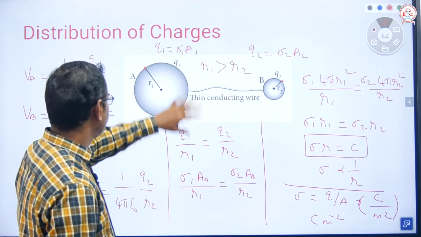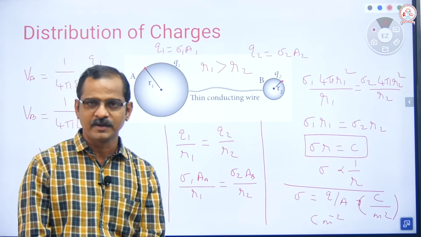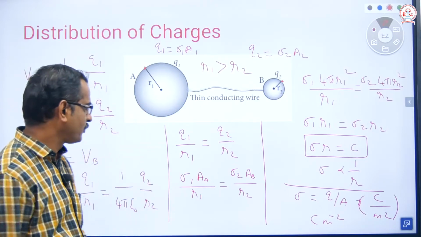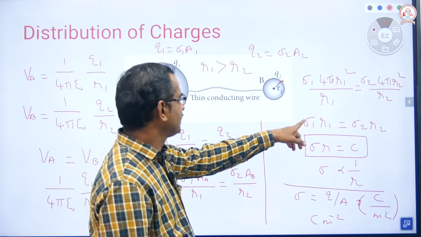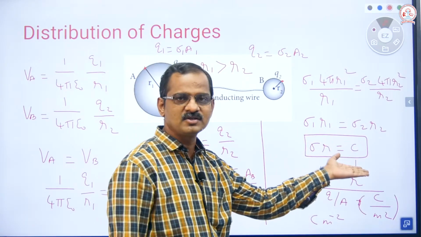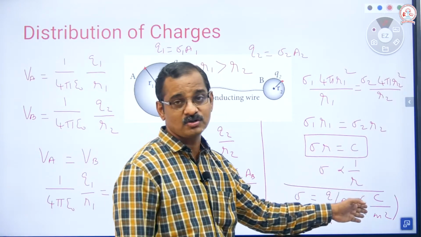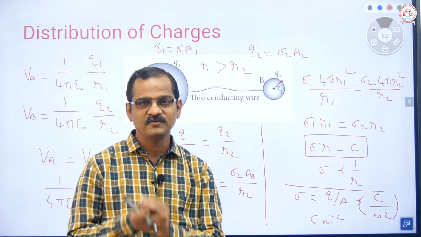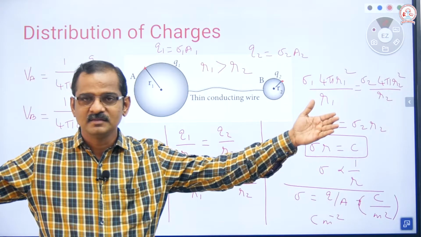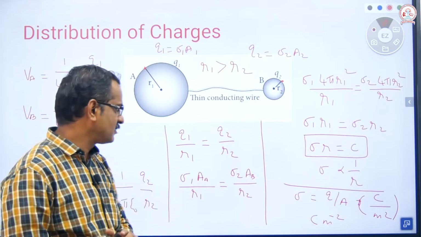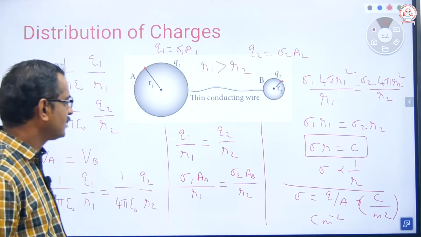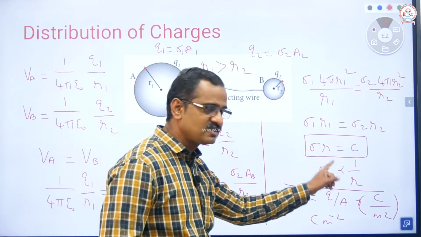And this is for area of a sphere. Volume of a sphere is 4 by 3 pi r cube. Area of sphere is 4 pi r square. Then we get sigma 1 into r1 equal to sigma 2 into r2. So we can write that sigma into r is a constant, or we can also write that sigma is inversely proportional to r. If radius is less, charge density will be more. If radius is big, charge density will be less. This is what we understand from this. We just keep in mind that sigma is inversely proportional to r.